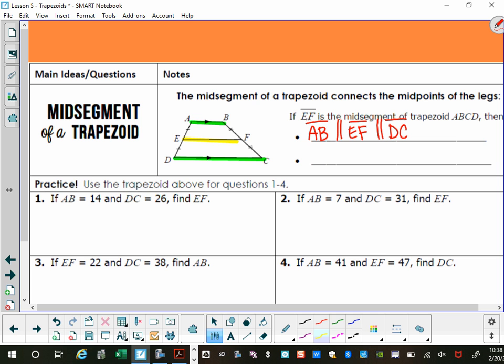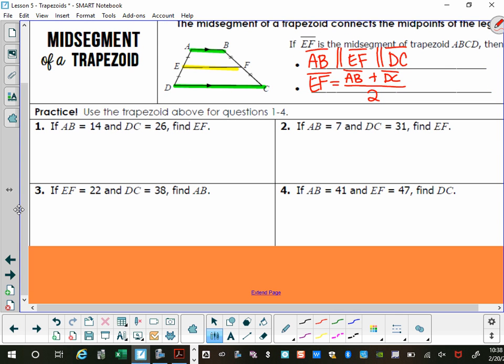The part that we will be doing today is that EF, which is your mid-segment, is going to be equal to AB plus DC divided by 2. Now, when I do this, we are going to use Desmos because I just think it's a whole lot easier for you guys. Once again, we could solve it using regular algebra. It'll just take a little bit longer.